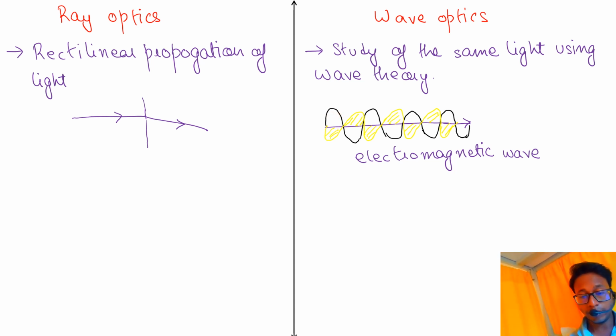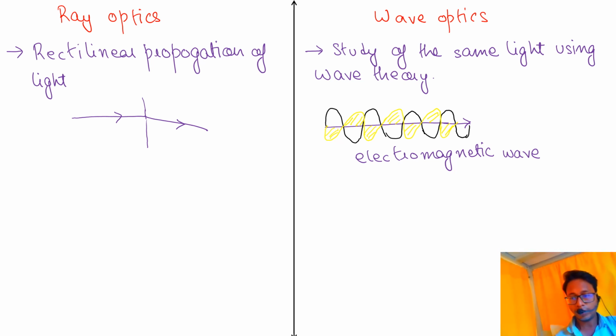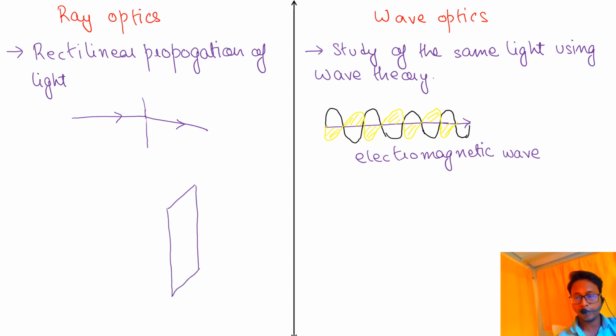Understood? So what is the basic difference between ray optics and wave optics? Why are you studying the same light in two different natures? Okay, let's conduct an experiment to understand better. Suppose I have an experiment. Suppose there is a cardboard out here, and there is a cardboard out here. In this cardboard there are two small gaps.